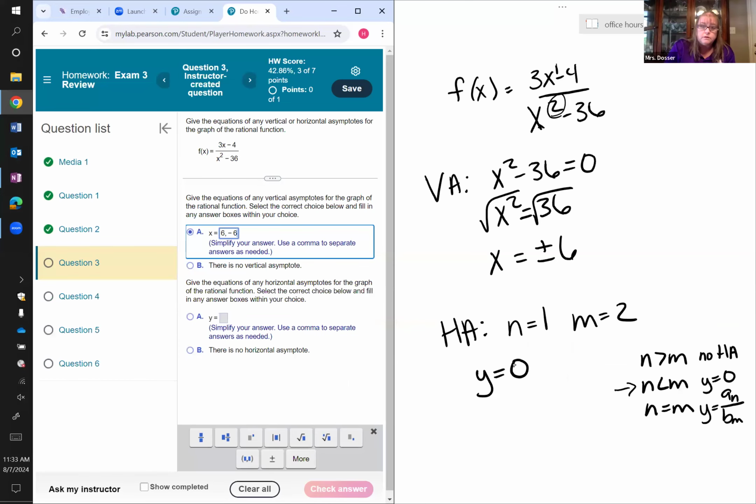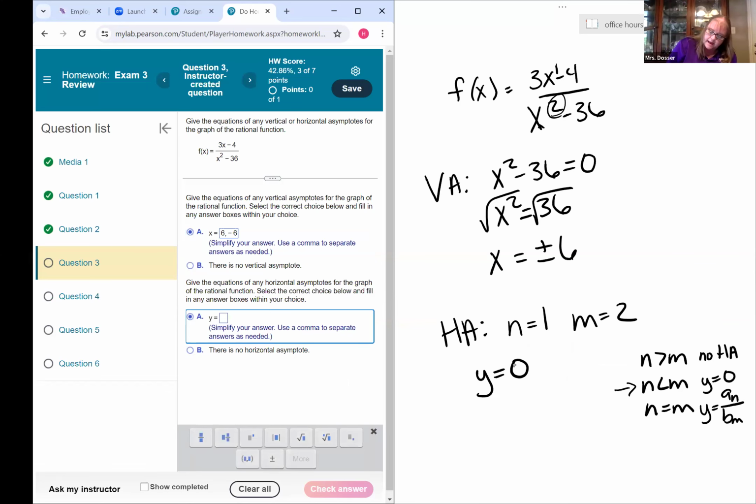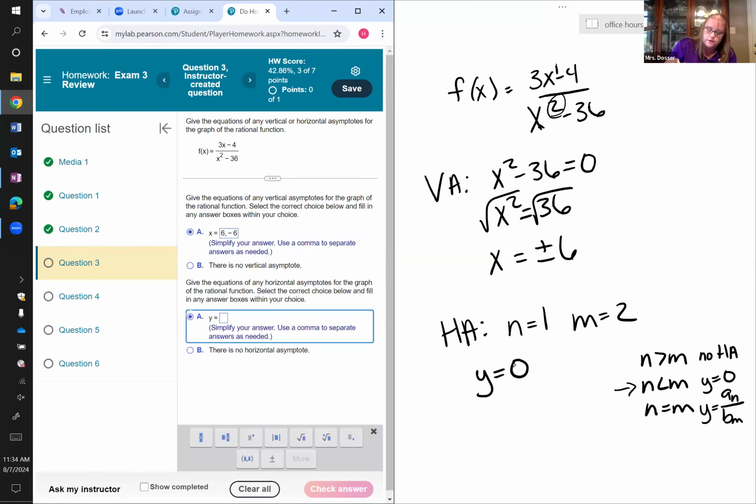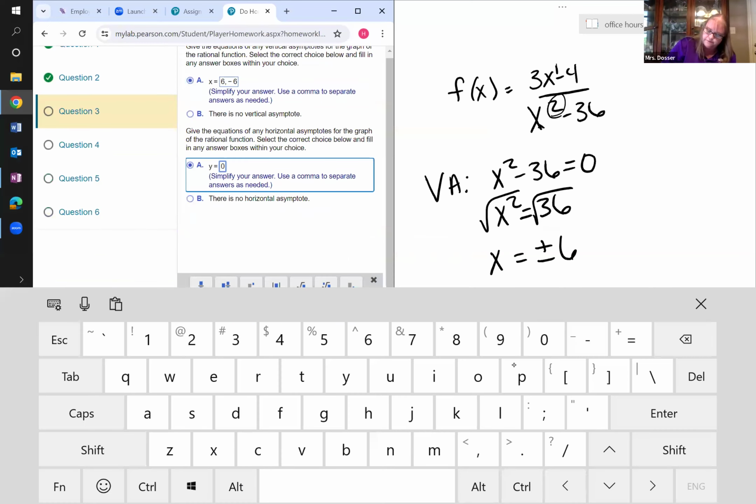Same thing for the horizontal asymptotes. It's not going to be answer choice B because we do have a horizontal asymptote. We found it to be y equals 0. So we select answer choice A and we enter y equals 0. And those are our asymptotes. Oh, the 0 didn't take. There we go.